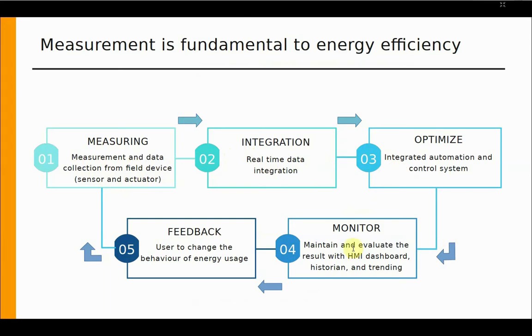The fourth phase is monitor. We maintain and evaluate the results with a dashboard, historian, and trending. The last one is feedback. Users have to change the behavior of energy usage, so it can directly feed into the measuring. So the main objective of this is measuring. When measuring is good, all of the processes have good feedback for energy efficiency.